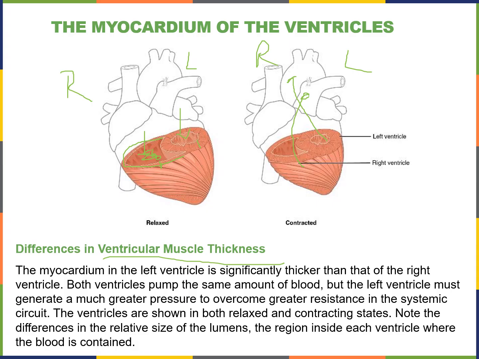So the thickness of the wall: both ventricles pump the same amount of blood, but the left ventricle must generate a greater pressure to overcome greater resistance in the systemic circuit.